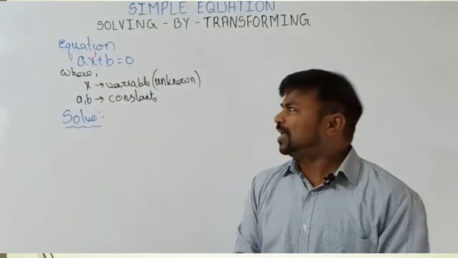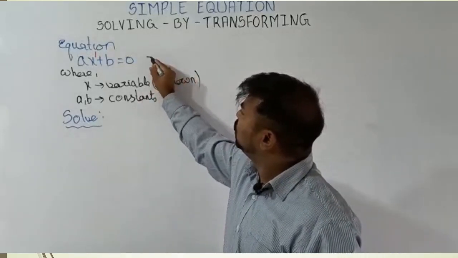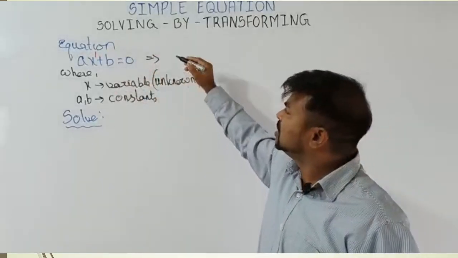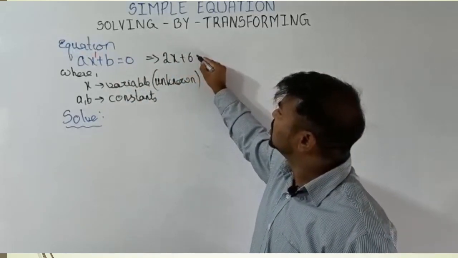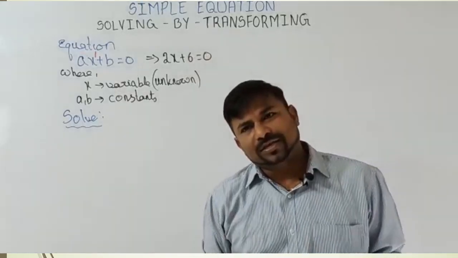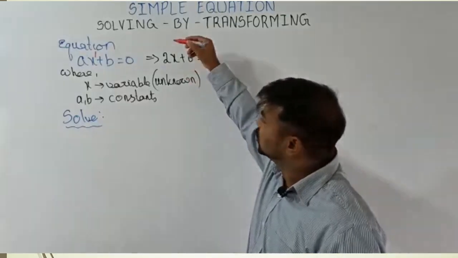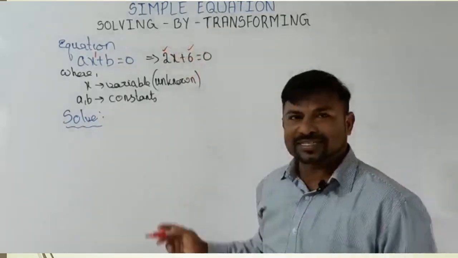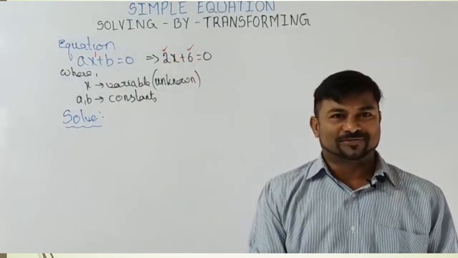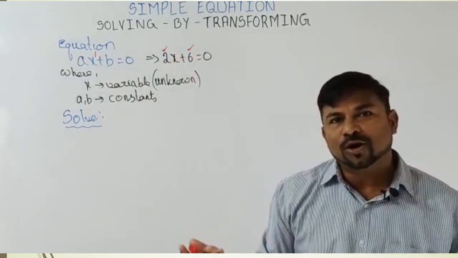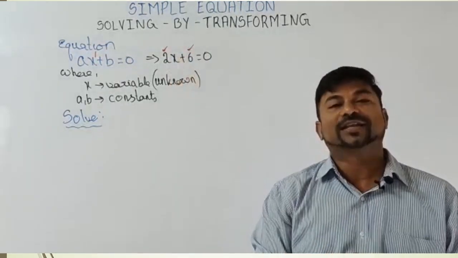To explain how they look, let me write it down. Let me go for another example here. ax plus b, let me write an equation: 2x plus 6 is equal to 0. So that is how it looks. If you check that equation, 2 and 6 are constants. They have fixed values. They have their values. So what is the only one we don't know? x is the thing whose value we don't know. We are supposed to find the value of that.